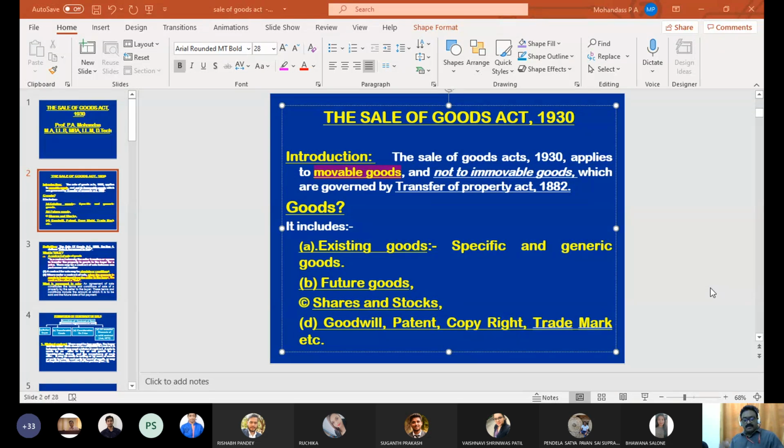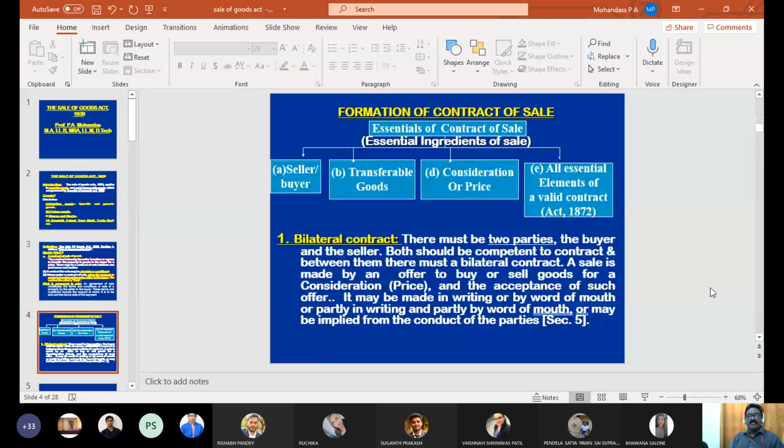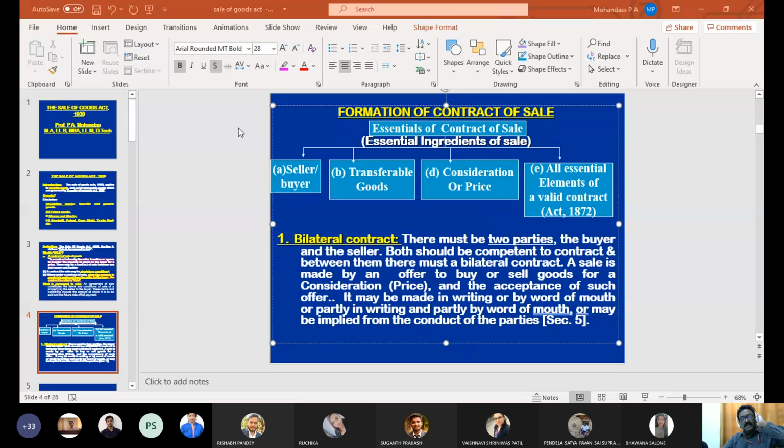Movable goods. Suppose I ask you how a sale contract is formed. Very simple. First, there has to be a seller and buyer, a bilateral contract. Second, it has to be a transfer of goods. What are the goods? They are movable goods. Third, there has to be a consideration. What is the meaning of consideration? Vaishnavi, what is the meaning of consideration?